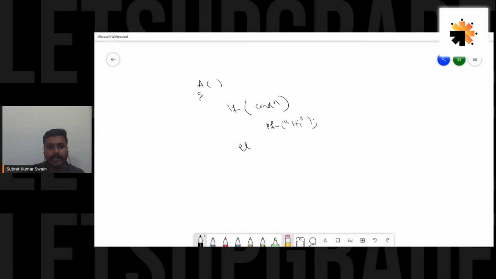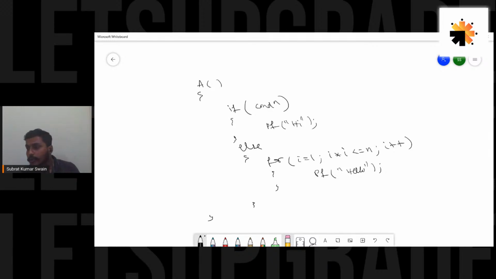Else, inside it I would have a loop. Let's say for i equal to 1, i less than or equal to n, i plus plus, and here printf hello is there. So this is if, this is the for loop, this is else, and this is the end of our algorithm. Got it? So see this.